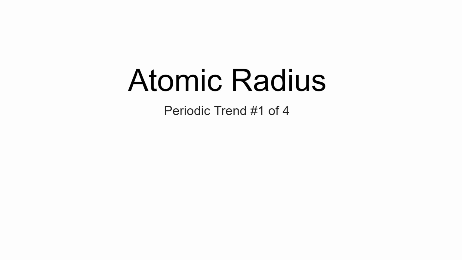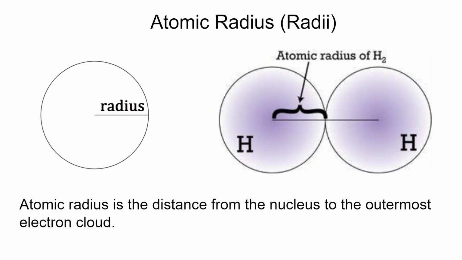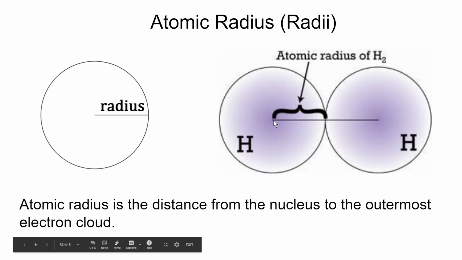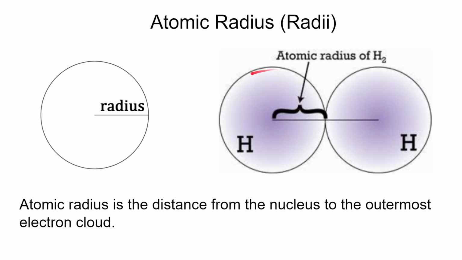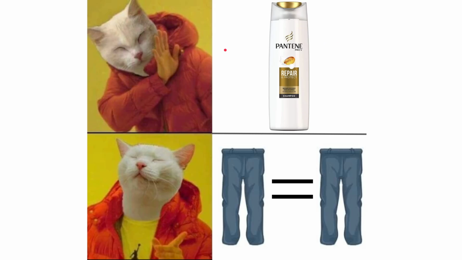So there's four trends. The first one is atomic radius, or atomic size. You could think of this as how big an atom is. What this means is the atomic radius is the distance from the nucleus to the outermost electron cloud. So for this one, let me just get my pointer out. This will be the nucleus of the hydrogen atom, and to the outer electron cloud is our atomic radius. So you know what radius is, from the center to the outside. Hydrogen's our smallest atom, and so it's got the smallest atomic radius.